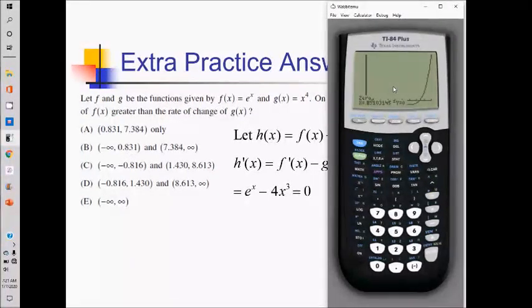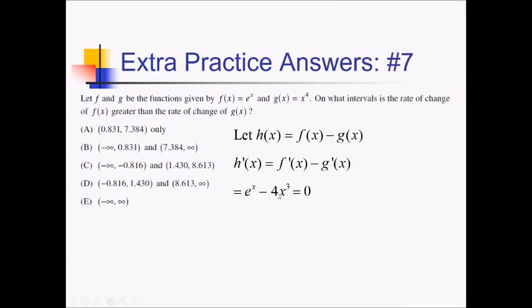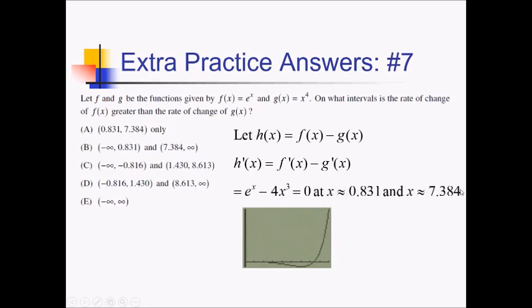Now, where else are we crossing? Let me do second trace again and find another 0. And this is going to happen somewhere between right here, and I'm just going to enter 9 directly into there. Press enter again, and we have about 7.384. So here's my graph, and we crossed at 0.831 and 7.384.